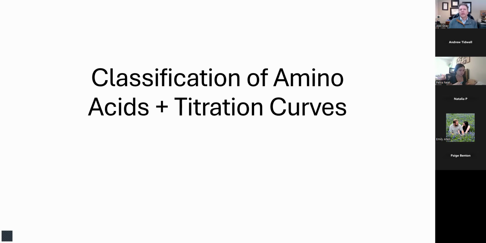Classifying them based on polarity is one way, and classifying them by nutritional or dietary needs is another way that you can classify amino acids. Primarily in this class, we will talk about proteinogenic amino acids based on polarity. We'll talk about them as being polar positive, polar negative, polar uncharged, and nonpolar.